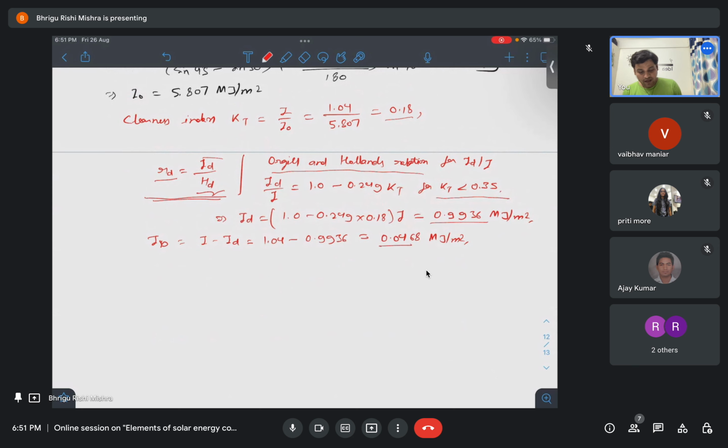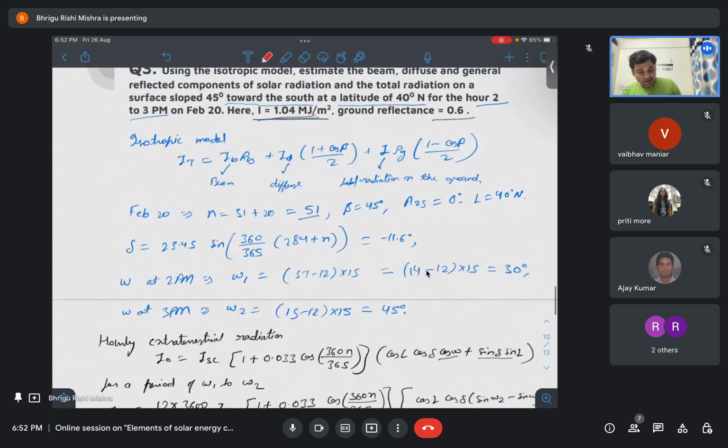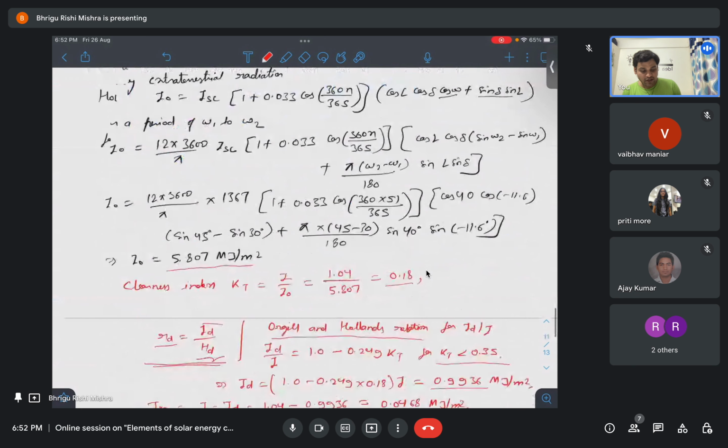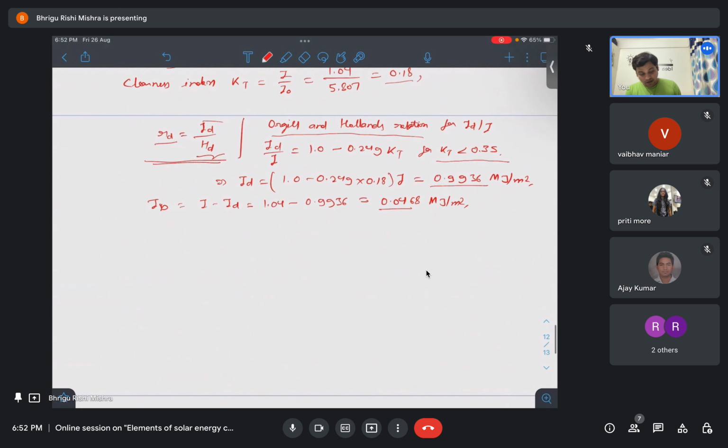Okay, and we can sense this also from here that the extraterrestrial radiation is 5.807, and the radiation we are getting on Earth is 1.04. That means more than 5 times lesser compared to extraterrestrial radiation. Okay, so yeah, we got IB, ID here. These values are on the ground surface.